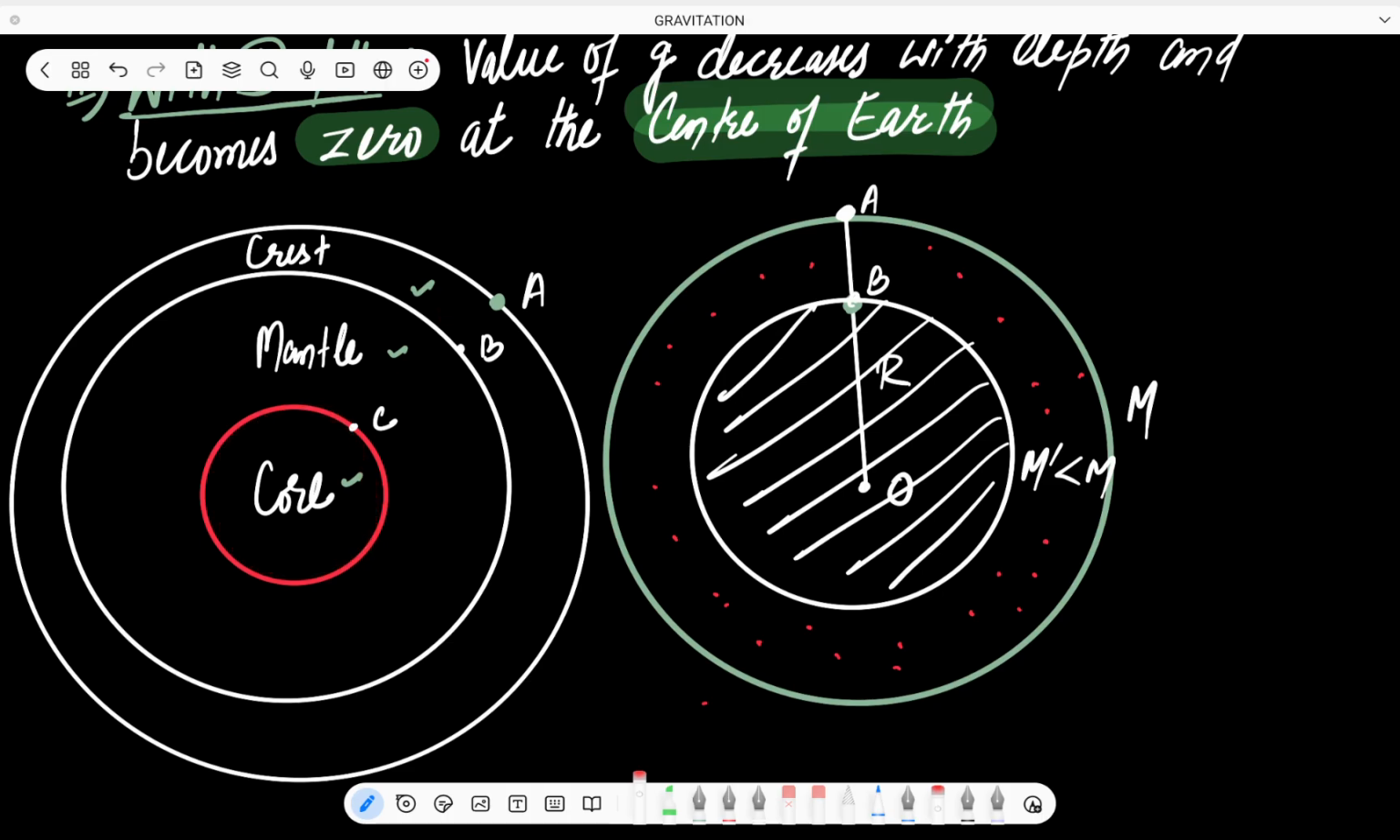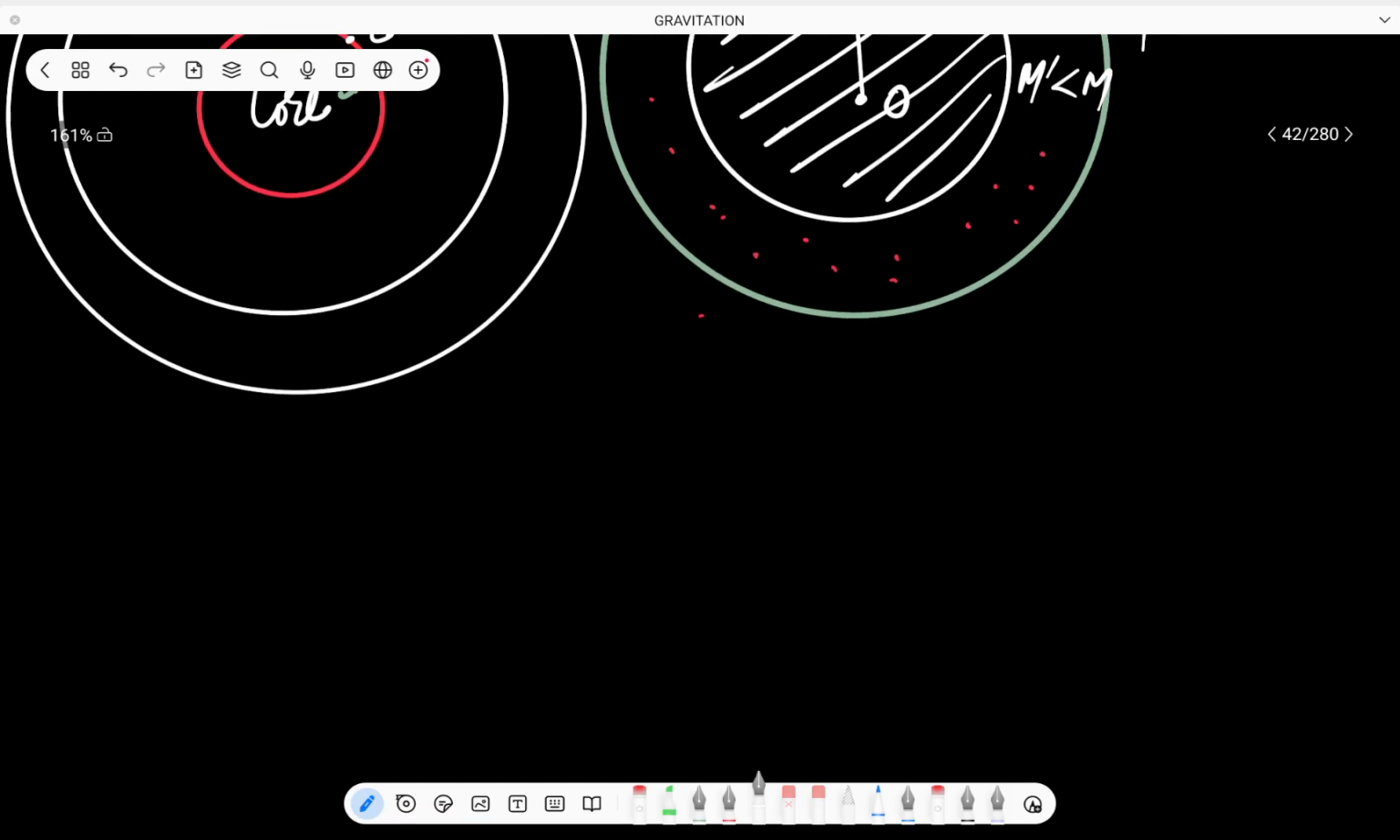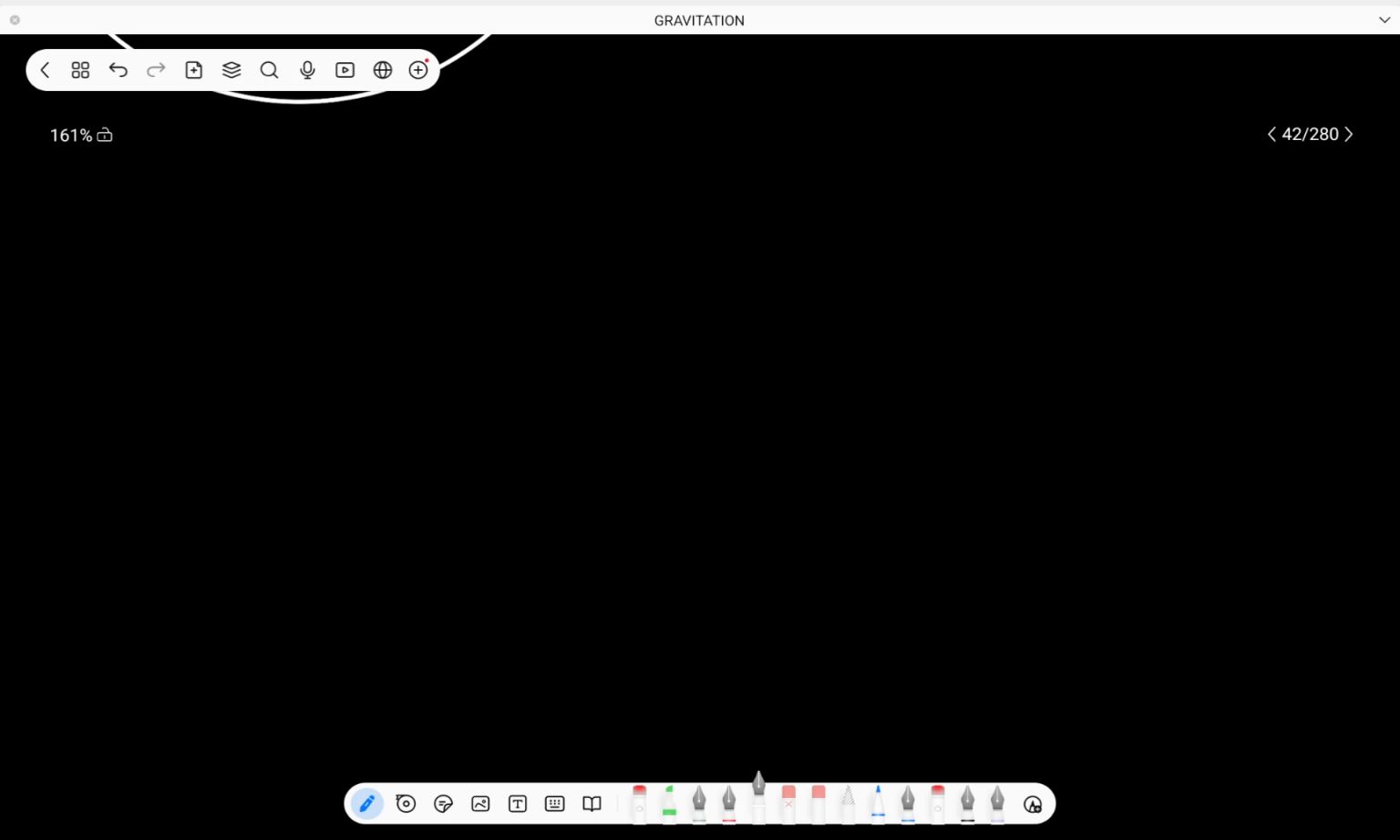Okay, beta. Now, is there any mathematical proof that acceleration due to gravity decreases with the depth? Yes, of course, there is a mathematical proof. Let's have a look at that. तो यहाँ पे ध्यान रखेंगे आप बेटा.